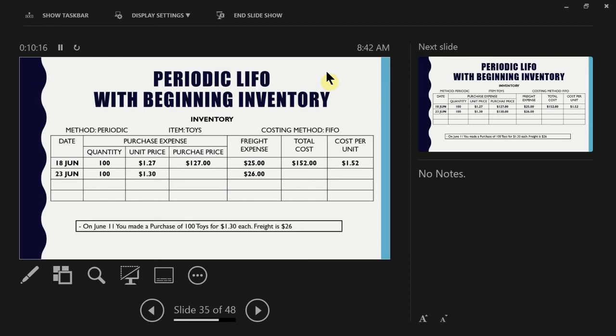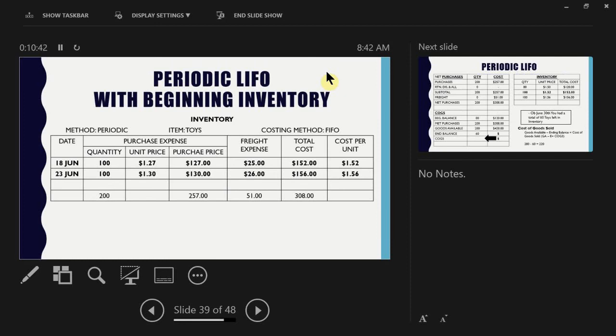And of course, we're going to have to do our next batch of purchases here, which is on June 23rd. So that's going to be purchase 100 toys at $1.30 with a freight of 26. So in this case, 130 plus 26 is going to give you 156. Cost per item is going to be $1.56. Okay.